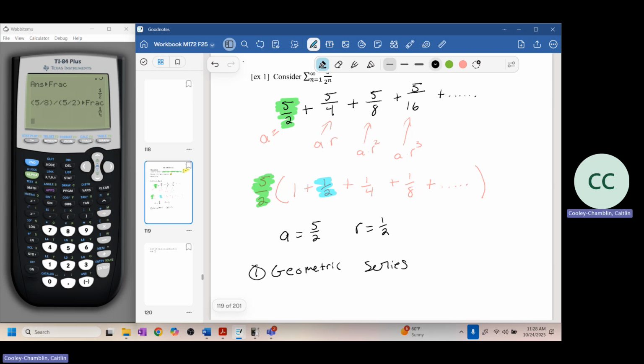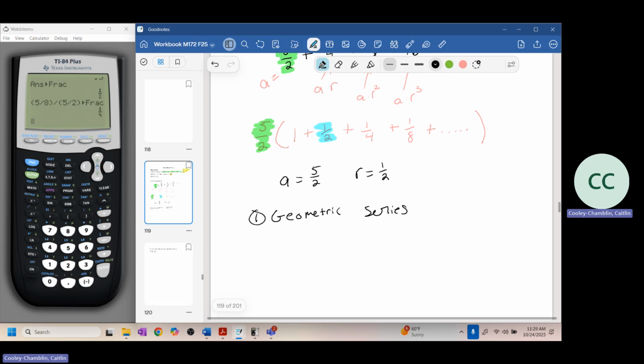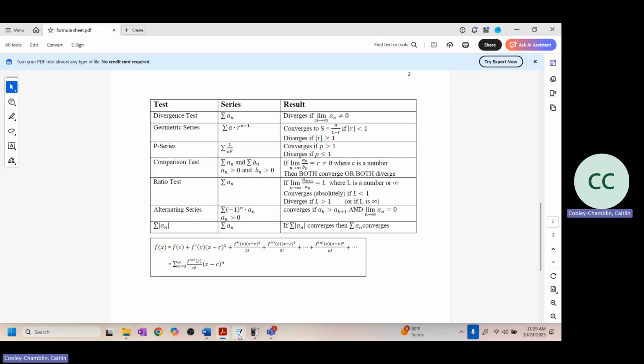So the first thing I'm going to do is tell my teacher, hey, I'm using this particular test, just so I can tell if you're doing it correctly. I will take points off if you don't label the test that you are using. Okay. And our r here is 1/2, the absolute value of it is less than 1. And so that tells me by the geometric series test that it converges. Notice if the absolute value of r is less than 1, it converges.